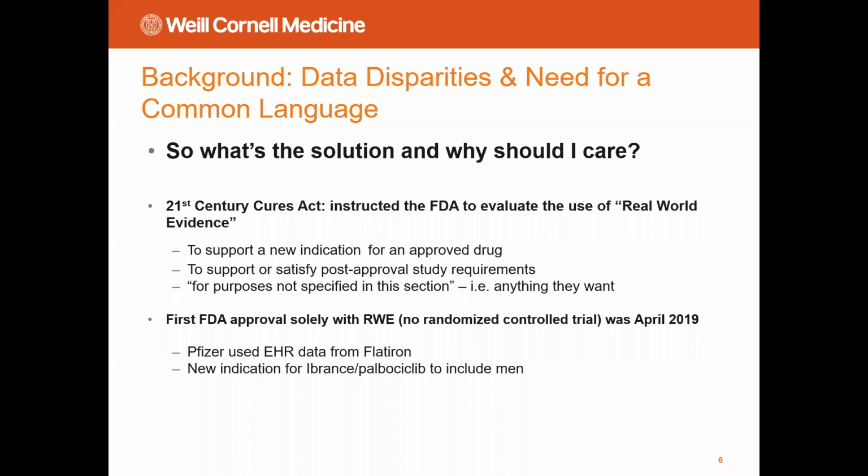So what's the solution for this problem, and why should you care? There is a solution for this problem of the data being distributed in all these disparate sources and all these different disparate formats with all these strengths and weaknesses. But briefly, why should we care? In no small part because the government is rapidly accelerating the use of this kind of data.